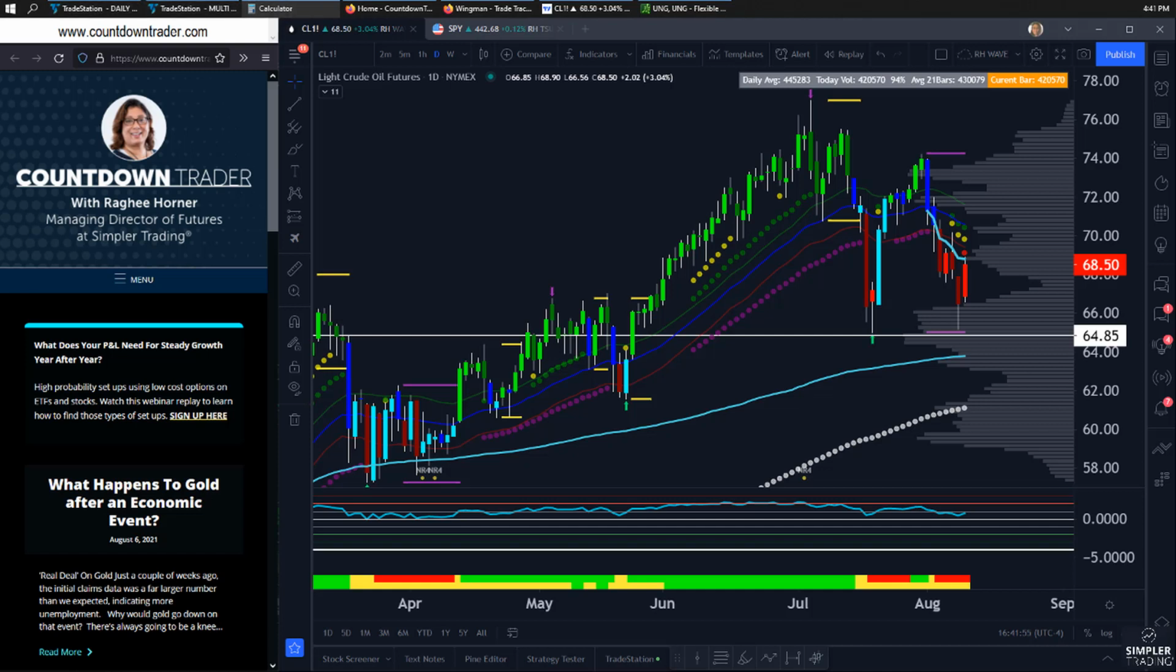Okay, hope that helps. This is a follow-up from yesterday's conversation about how we set up crude long, and now this is the follow-up to where our first target is.